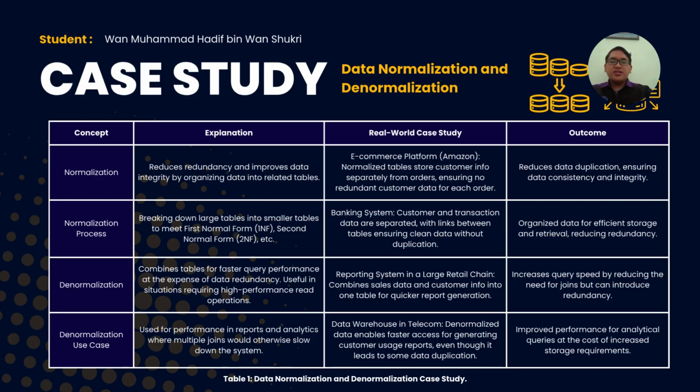In short, normalization helps keep data clean, while denormalization makes systems faster. The best choice depends on what the system needs, accuracy or performance.